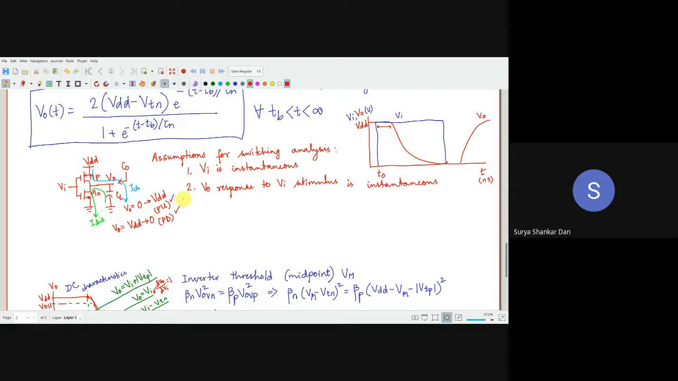Okay. And number three, given the following number one and two assumptions, no STA required. This is the most important part. STA means static timing analysis. Now notice something very important over here. If this was the case, let us say number two, that means VO response to VI stimulus is not instantaneous, it is having a delay. Okay, in static timing analysis terms, what do we call this?